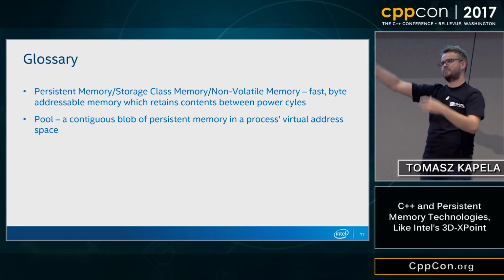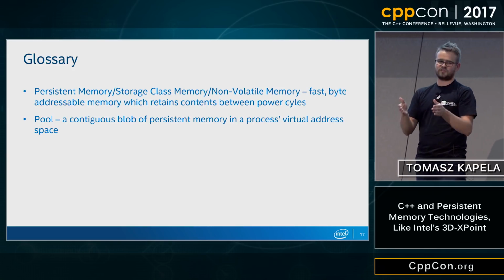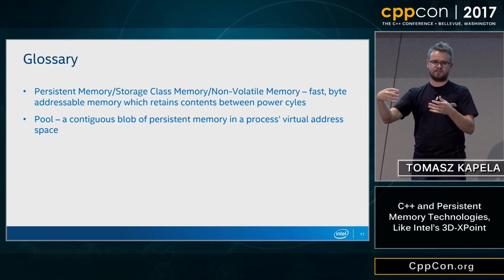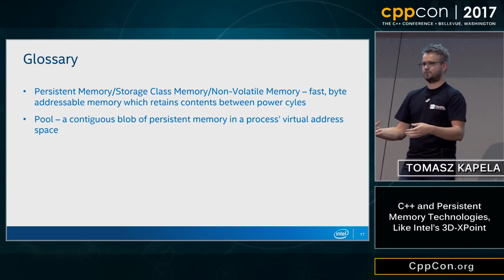NVDIMMs are a type of persistent memory, which is actually normal RAM with a battery and a NAND flash. So the contents get dumped to the NAND flash.